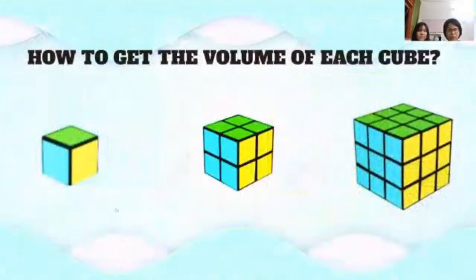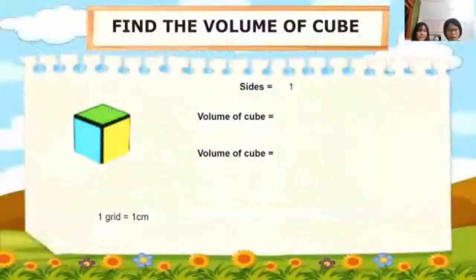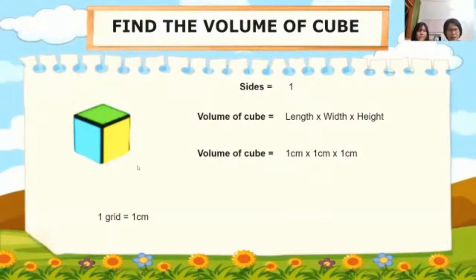So how to get the volume of each cube? There are altogether 3 cubes here. So the first cube has only one side, and contains only 1 cubic unit cube. So the volume of the cube is 1 centimeter cube, 1 cm³.